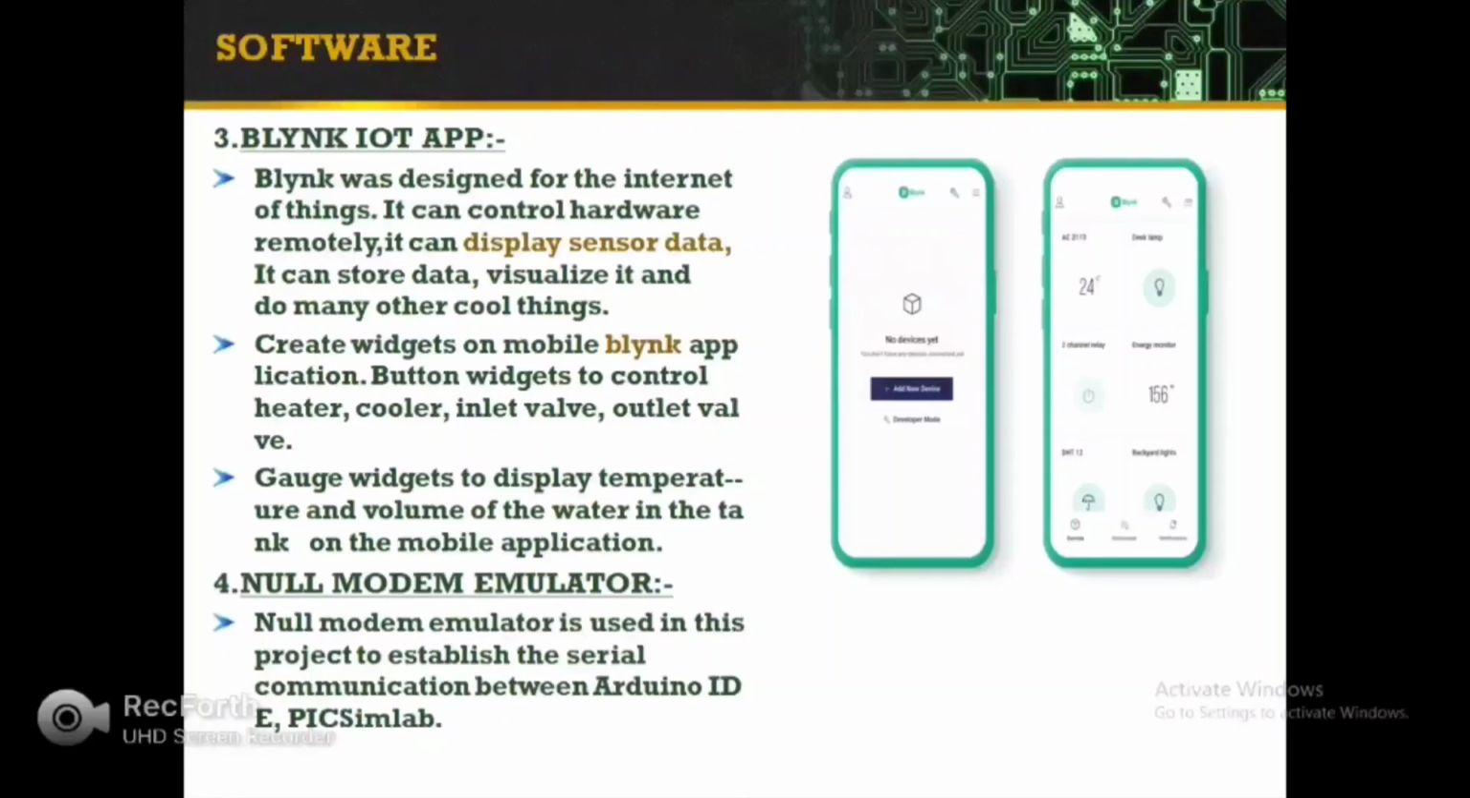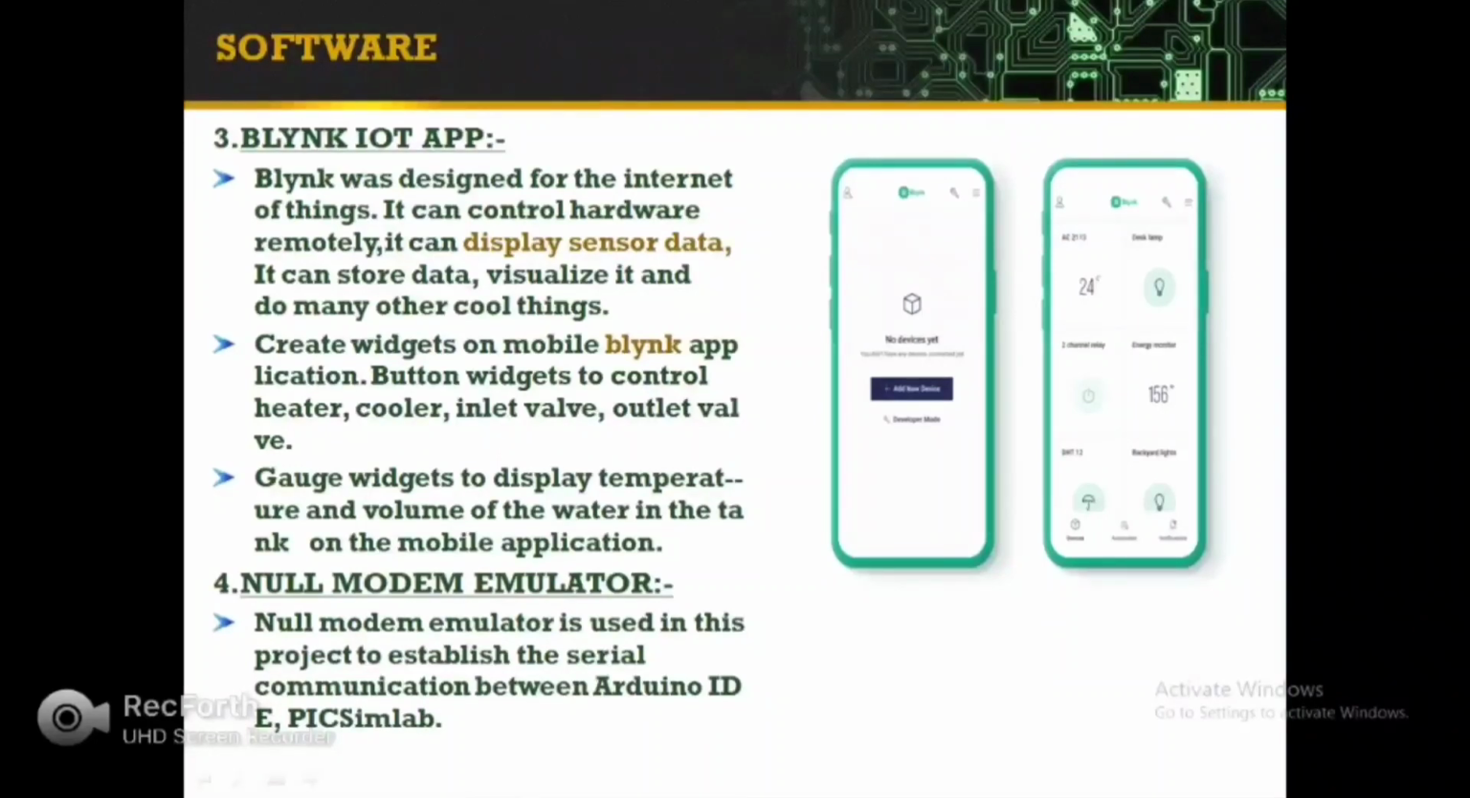Then the Blynk IoT app. Blynk was designed for the Internet of Things. It can control hardware remotely. It can display sensor data. It can store data, visualize it, and do many other cool things. Create widgets on the mobile Blynk application. Button widgets to control the heater, cooler, inlet valve, and outlet valve. Gauge widgets to display the temperature and volume of the water in the tank on the mobile application. And this is the interface of the Blynk mobile application.